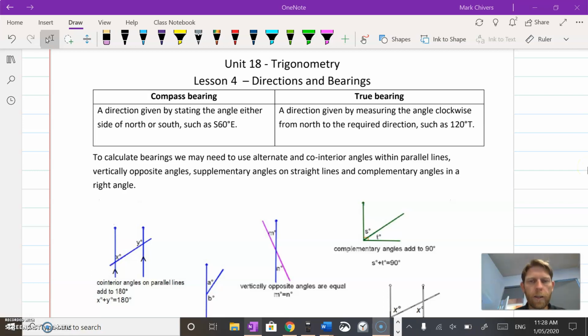Okay, today we're working on directions and bearings, and the main things we're going to worry about here are compass bearings and true bearings. Now, compass bearings have the compass points stated in the bearings, so they always start at either south or north, and then a certain number of degrees towards east or west. Whereas true bearings always start at north, and they're always given as a 3-digit number. So even a bearing of, say, 35 degrees would be presented as a true bearing as 035 degrees.